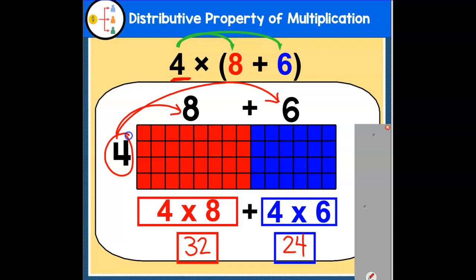And then the last step is I need to combine or add them back together to get my total answer. I'm going to do my 10s first. 30 and 20 is 50, plus 4 and 2 is 6. So my total answer would be 56.